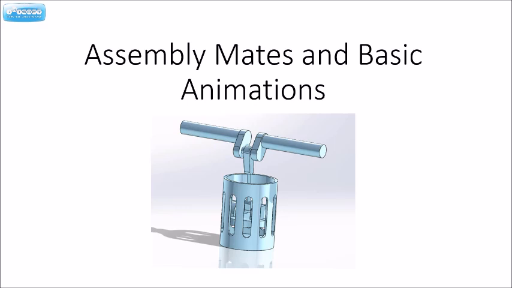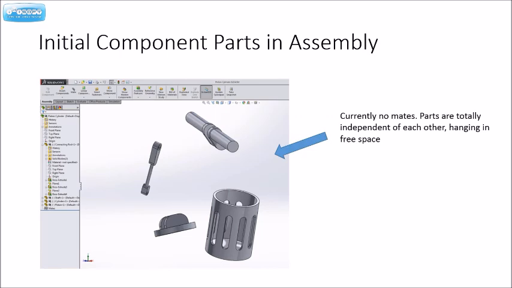So I utilized a piston cylinder assembly, as you can see in the photograph. To begin, I started with 4 different components. I have the basic cylinder with slats in it so you can see the piston moving in the cylinder. I have the piston on the bottom left, the connecting rod, and the shaft. And as they are in this state, they have no mates, and they're totally independent of each other, effectively hanging in free space in SolidWorks.